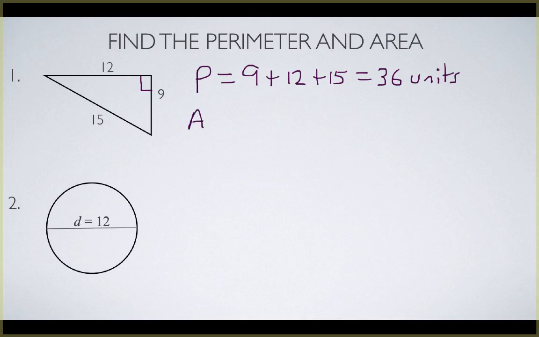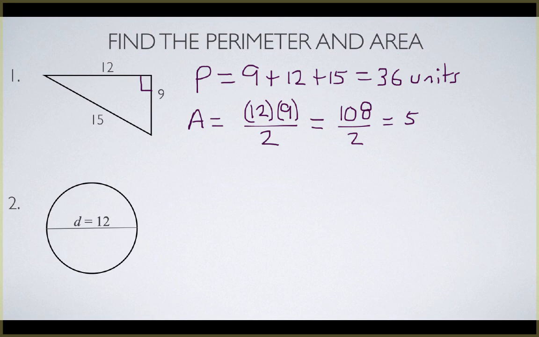For our area, the base is 12, the height is 9, and we're going to take half of that. When you get this, you get 108 over 2, which is 54 units squared. You can write the squared symbol, or you can put SQ for square.